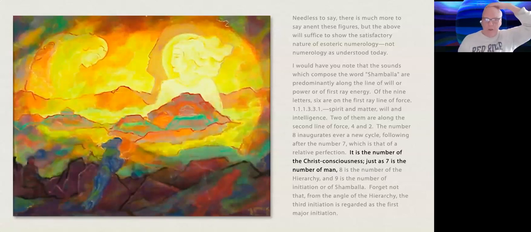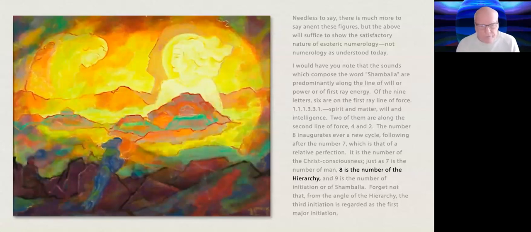In other contexts, the number of man is 5. And the perfected man becomes 10, but it's in a different relational context. Next, 8 is the number of the hierarchy. This is true because the hierarchy is expressive of Christ consciousness and overseen by the Christ, whose number is 8. Again, we have a relationship between the 7 of humanity and the 8 of the hierarchy, with the latter representing a higher octave of the former.